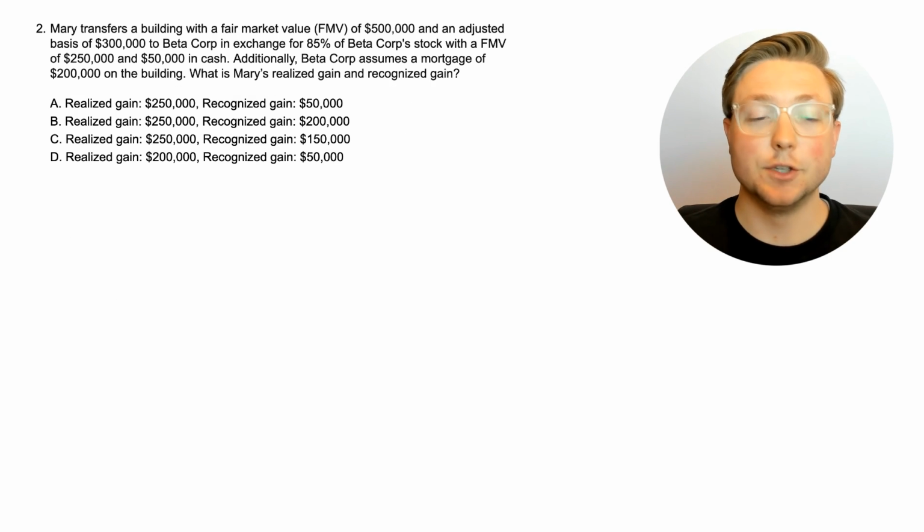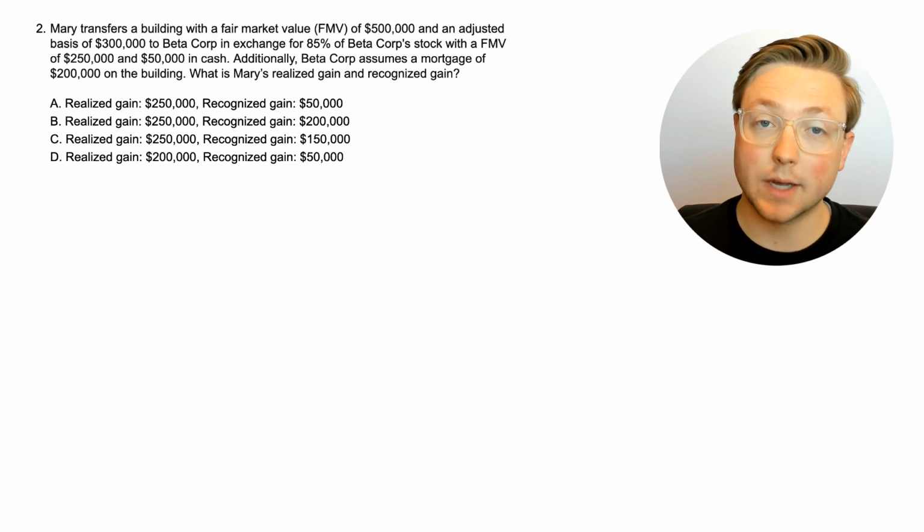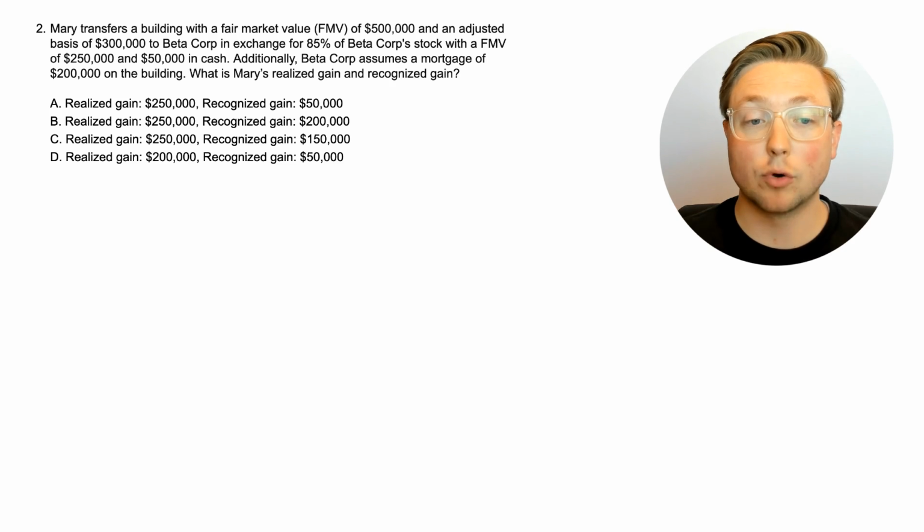Okay, here is question 2. Mary transfers a building with a fair market value of $500,000 and an adjusted basis of $300,000 to Beta Corp in exchange for 85% of Beta Corp's stock with a fair market value of $250,000 and $50,000 in cash. Additionally, Beta Corp assumes a mortgage of $200,000 on the building. What is Mary's realized gain and recognized gain?